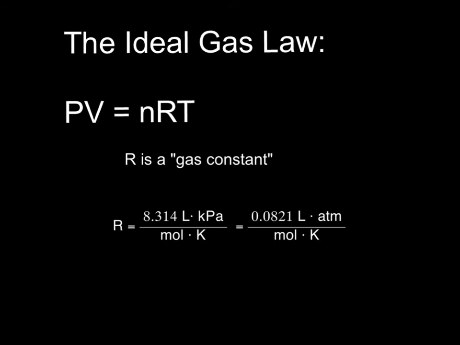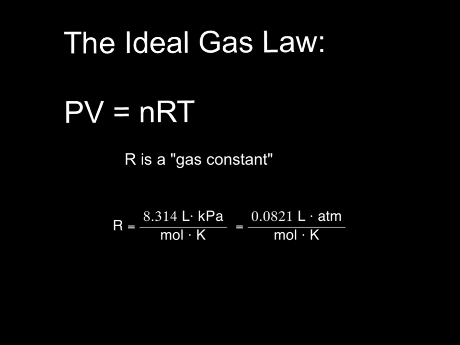Now, why do we call it a constant? Because it's a number that does not change. So just like a constant in algebra, this number does not change. It's constant. We do have two values for R that we will use in class depending on the unit of pressure. If our unit of pressure is kilopascal, we use an R value of 8.314 liters times kilopascals over moles times Kelvin.